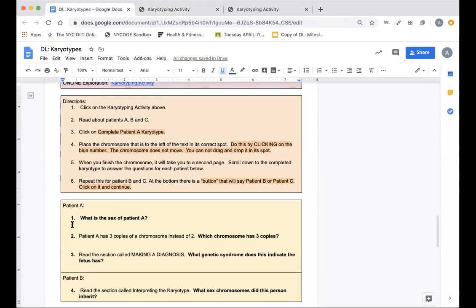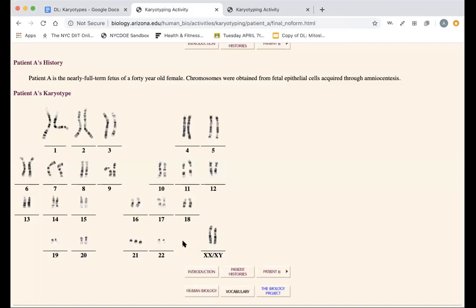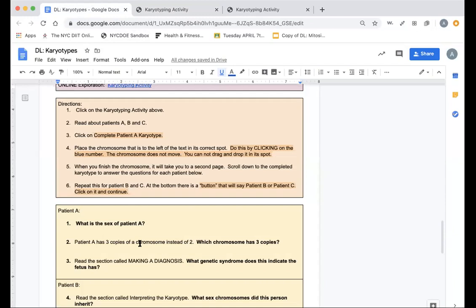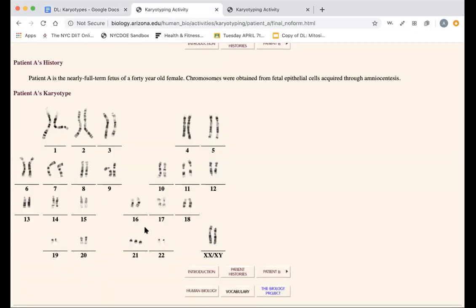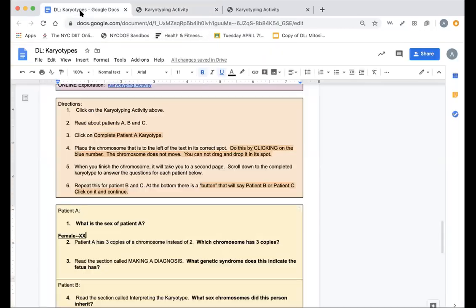So going through the questions, I'll just kind of go through this at first with you guys. What is the sex of patient A? So you do need to go back to the karyotyping activity and say, oh, two big ones. So the sex is XX. So it is a female. Okay, patient A has 3 copies of a chromosome instead of 2. Which chromosome has 3 copies? So we're going to look here. It's chromosome 21. So you'll type that in.